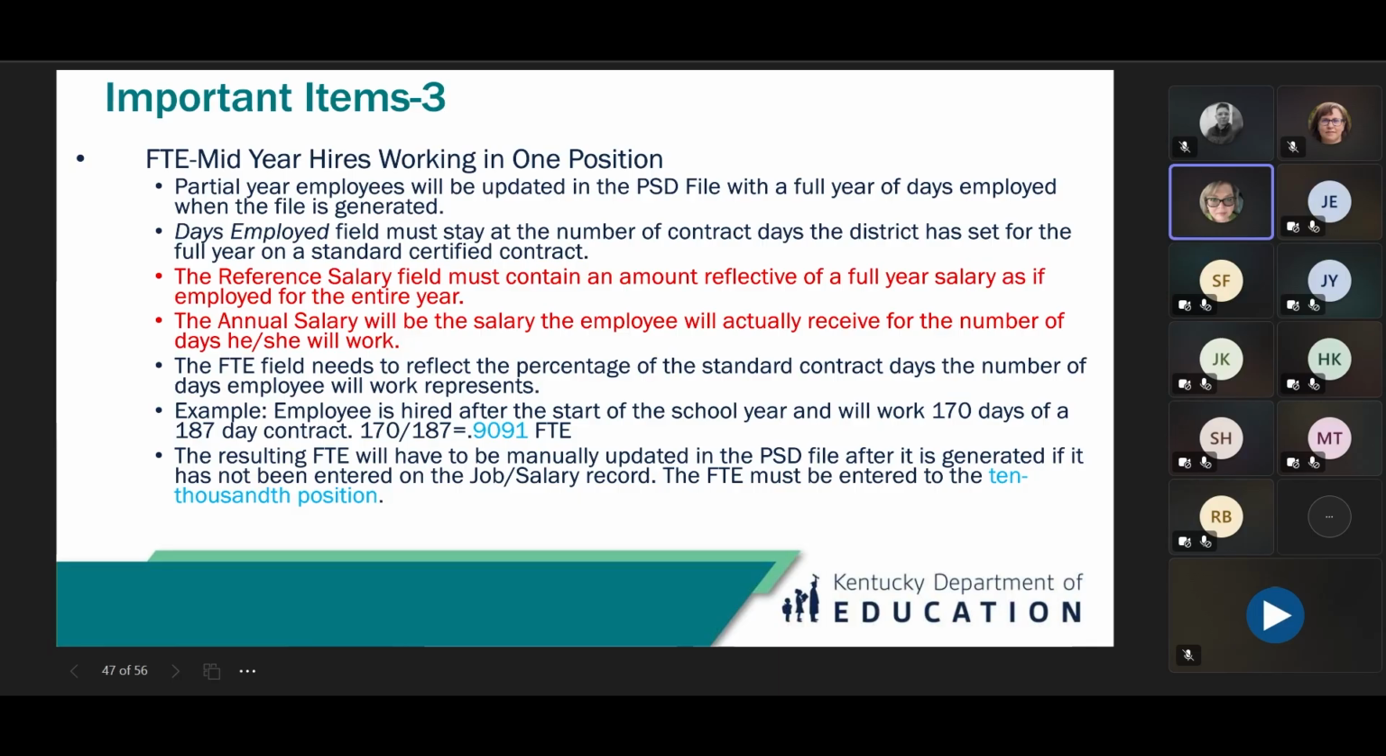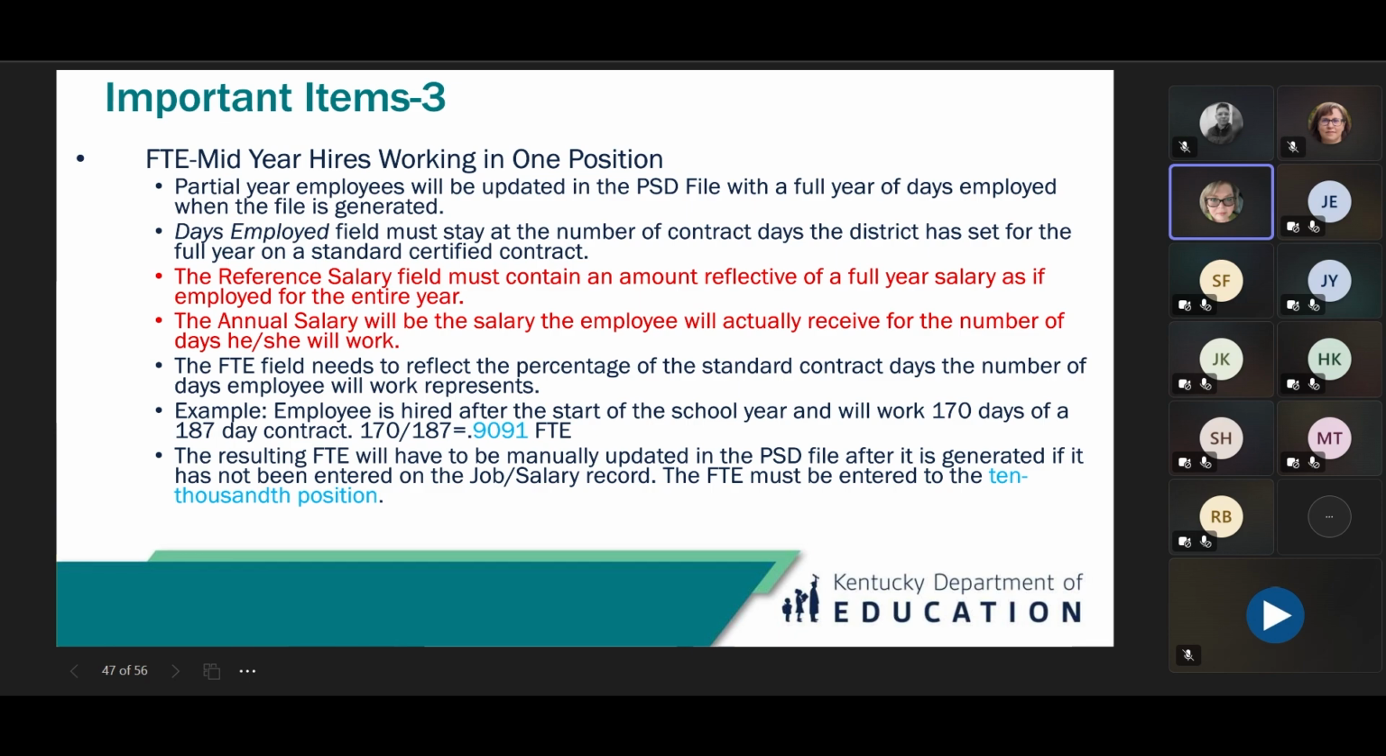So in the red, we have the reference salary field, because you have a reference salary field and an annual salary field on those records. The reference salary field must contain an amount reflective of a full year. Think of it as the salary you're referencing. Not what they're making, but just the salary that you're actually referencing for that person. It will contain an amount reflective of a full year salary as if the employee had been employed for the entire year. Now, the annual salary, this is what they're actually making. So that's the difference.